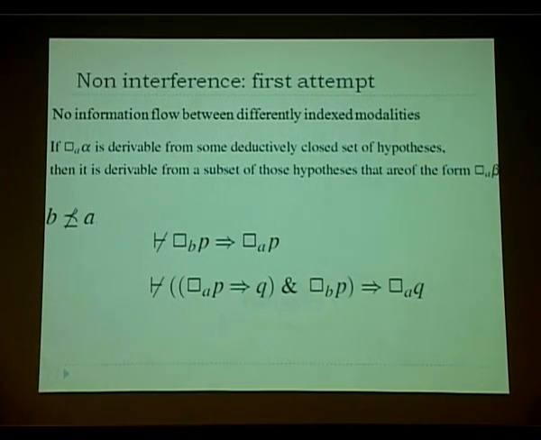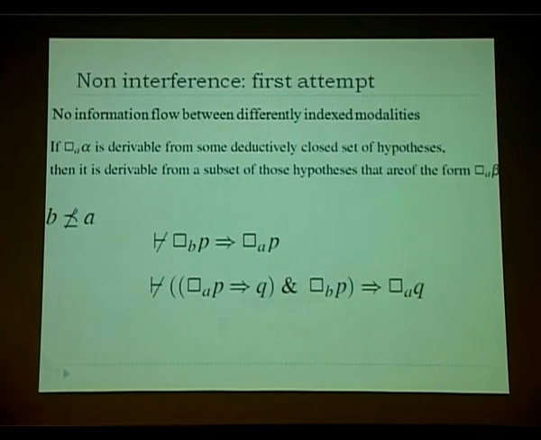What I want to make sure is that there is no information flow, if you will permit me a word from security and from programming languages, between differently indexed modalities. Okay? So let's think of a crude approximation. Let's say I'm deriving a formula box A alpha, and I'm deriving this from a bunch of hypotheses, and let's assume that this set of hypotheses is deductively closed, right? So then what non-interference means is that I must be able to perform this deduction solely from those hypotheses which are in the scope of a box A. Okay, so everything else is irrelevant, right?